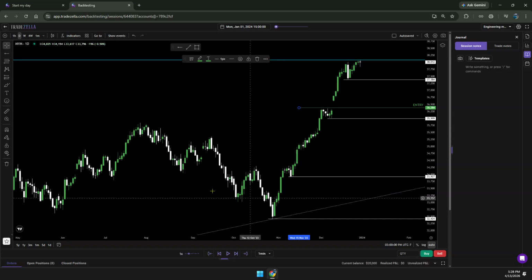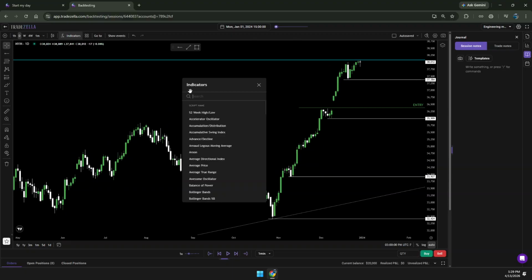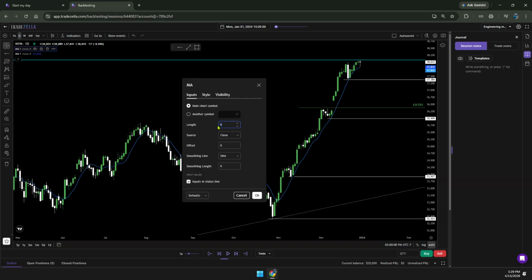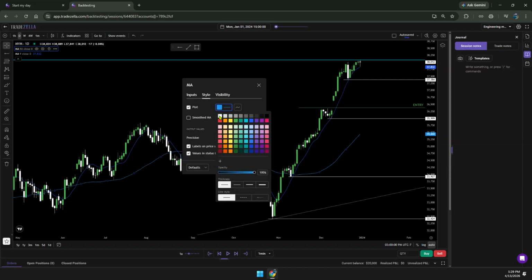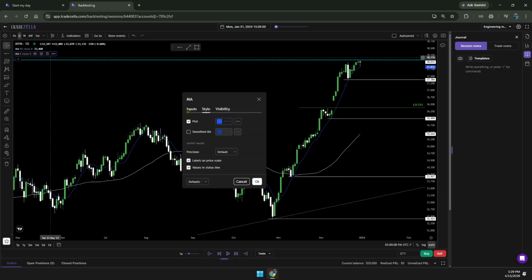Moving averages are really good. I watch for my setup in the daily, and I do use moving averages. I use two of them. I use the 50, and I keep them as simple moving averages. And I use the 200.